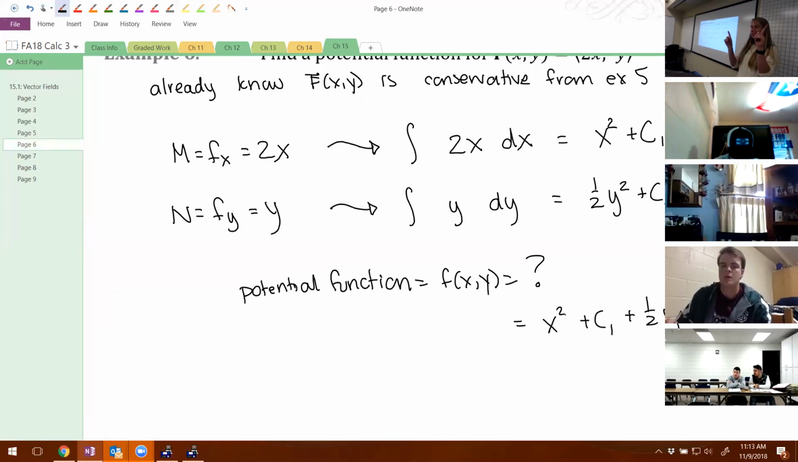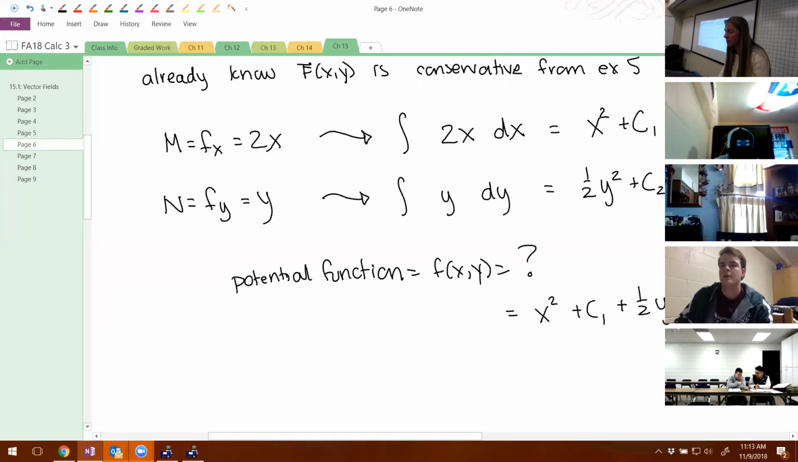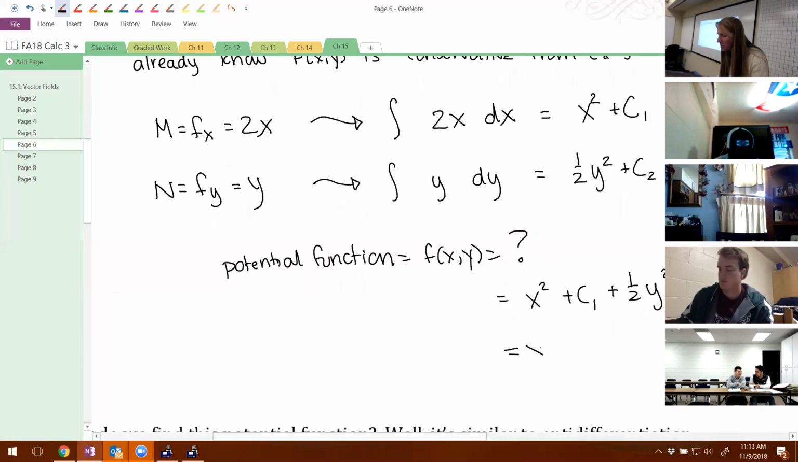What happens to the constants? Should I leave them as separate? Yeah, you might as well combine them. It's just one giant constant together there. The reason why I want to leave them separate for now, though, to write the actual answer, and then I'll explain it. So x squared plus 1/2 y squared plus c.